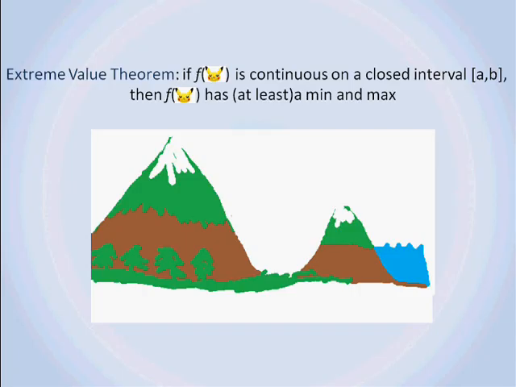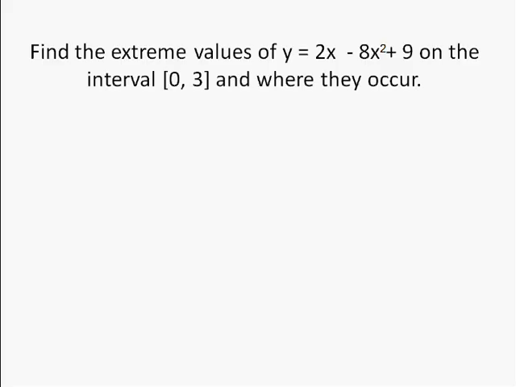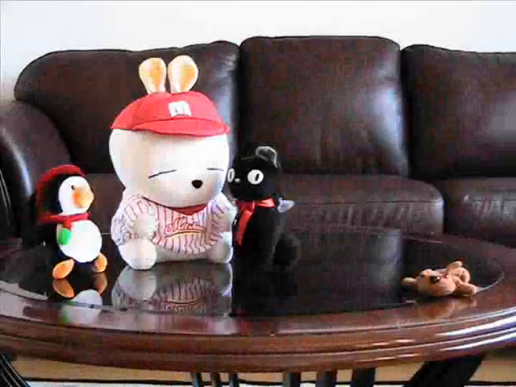Okay, let's do an example right now. So we find the extreme values of y equals 2x. Oh, wait, the square is in the wrong place.